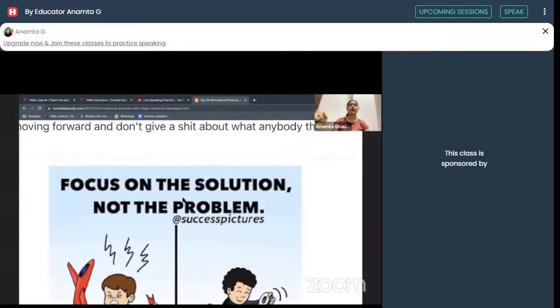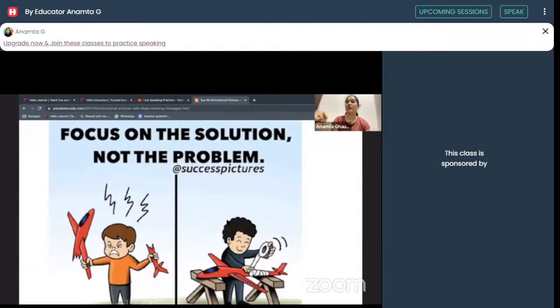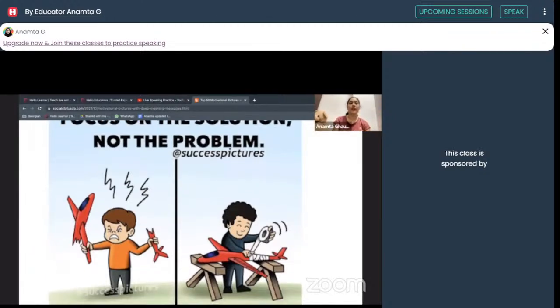No. So here we can see the title of this picture is Focus on the Solution, Not the Problem. Guys, here you can see two different pictures of two different persons. They both are trying to cope up with their broken aeroplane. First, the boy, when he sees that his toy, or we can say his airplane, is broken, he's getting agitated. He is so much angry that he wants to just throw it, and he's just thinking about the problem.